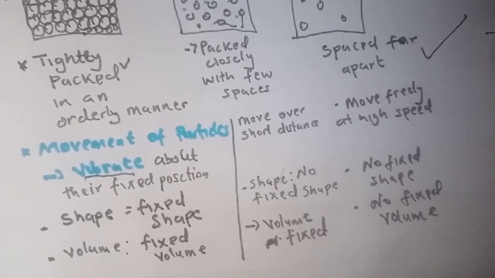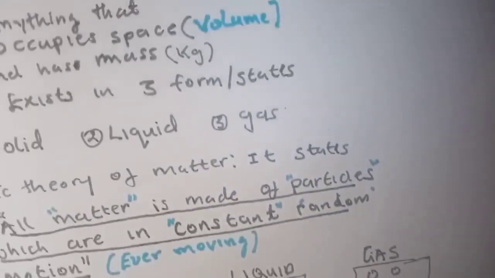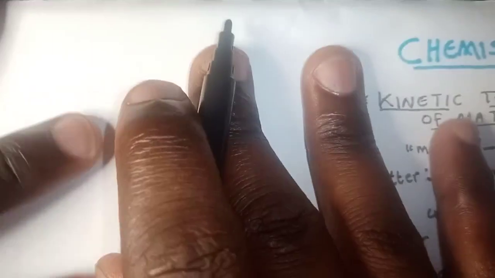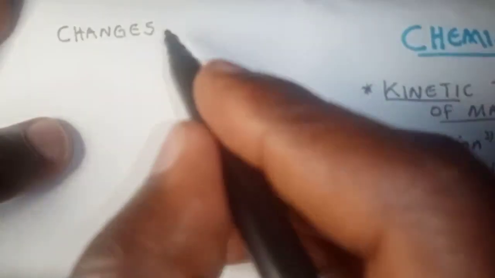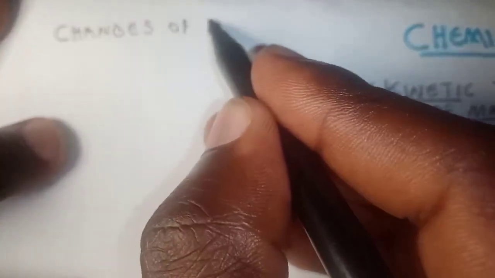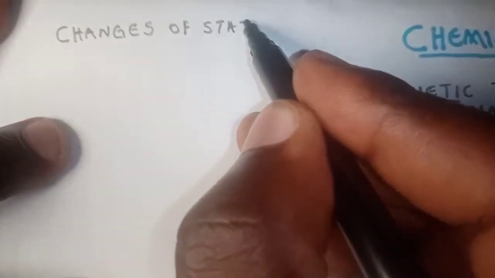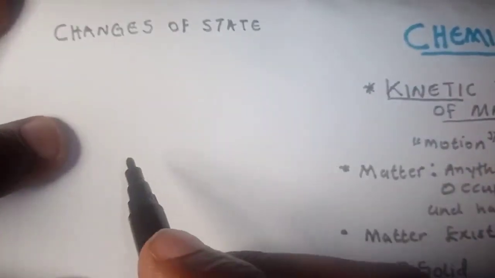Now let's look at something interesting. We're still under chemistry, still under matter. This is very important, please pay close attention. Like I said, as I'm teaching, I'll be telling you where to focus more, where to pay close attention. So changes of state. I'm begging you, pay attention here.